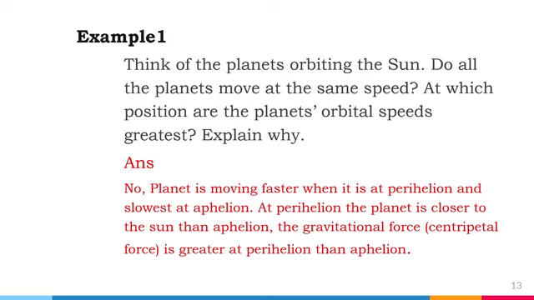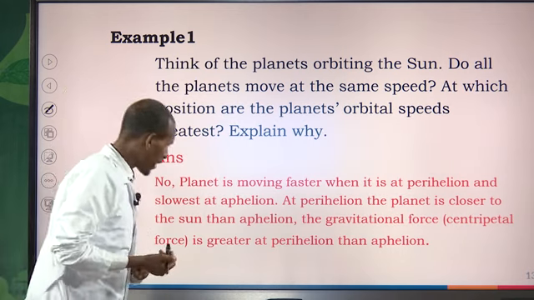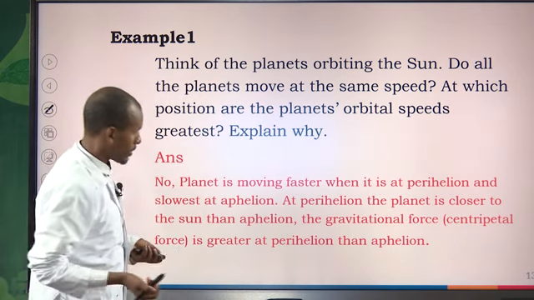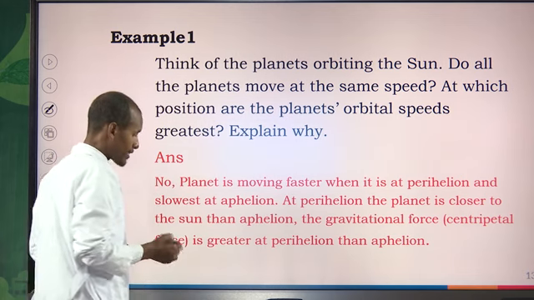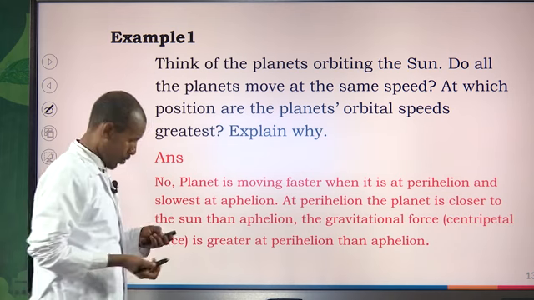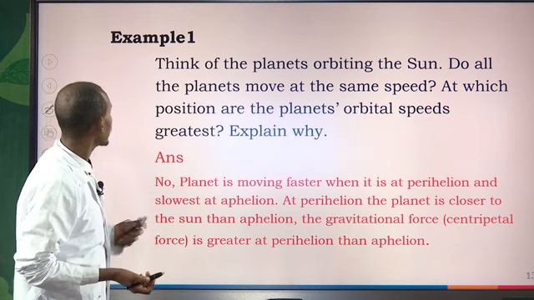The planet at perihelion is faster, and at aphelion it is slowest. The cause for that is the gravitational force. This is because the gravitational force at perihelion is greatest, and at aphelion it is smaller. This is the cause.